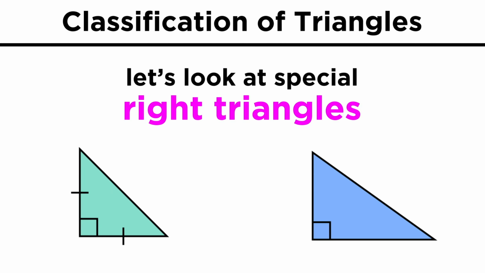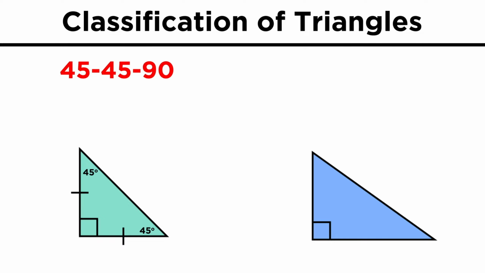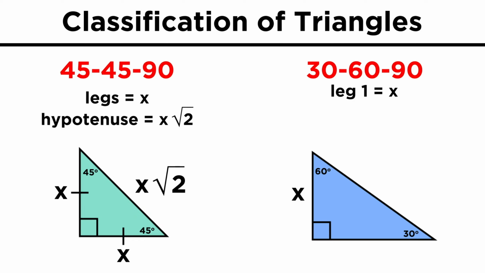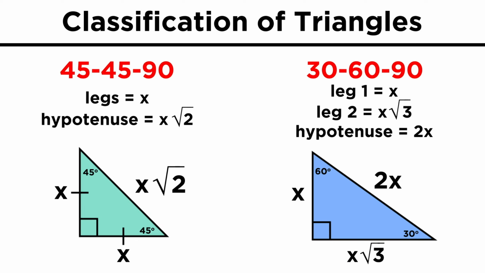It's worth our time to also quickly mention some special kinds of right triangles. One is the 45-45-90 triangle. This will have two legs of equal length x, and a third side, a hypotenuse, of length x root 2. There are also 30-60-90 triangles, and these have sides of length x, x root 3, and 2x.